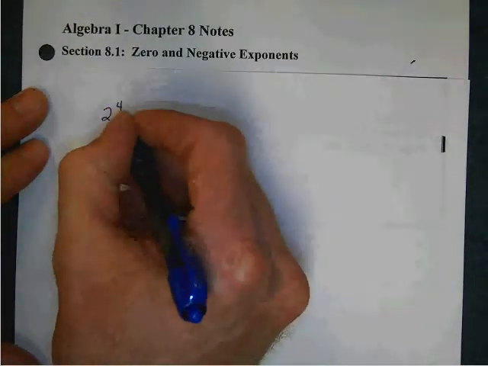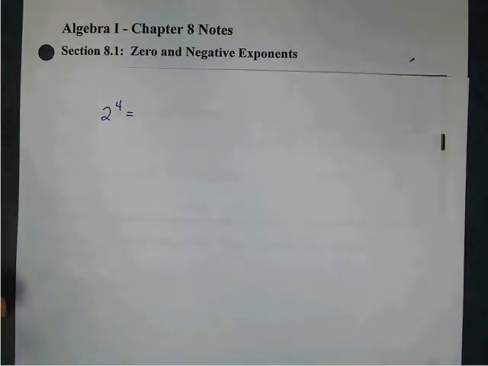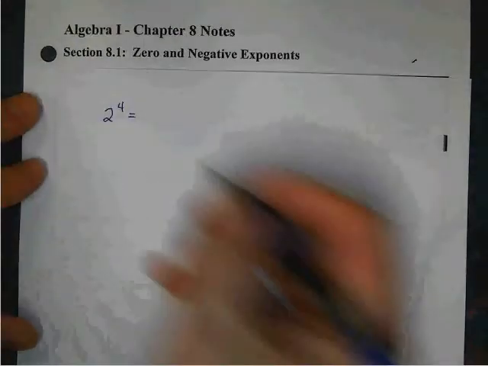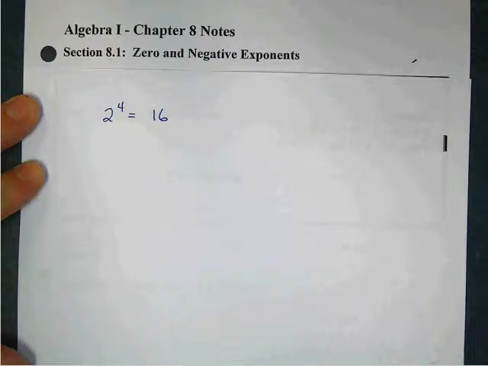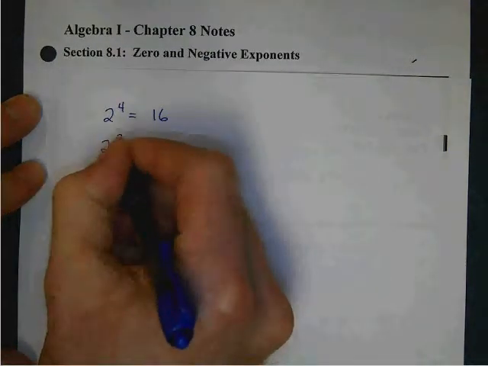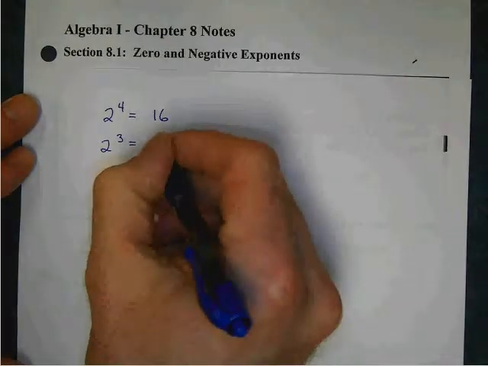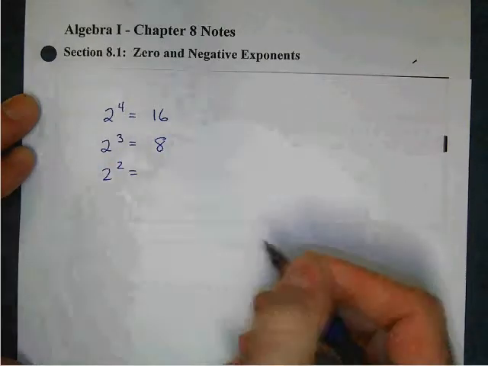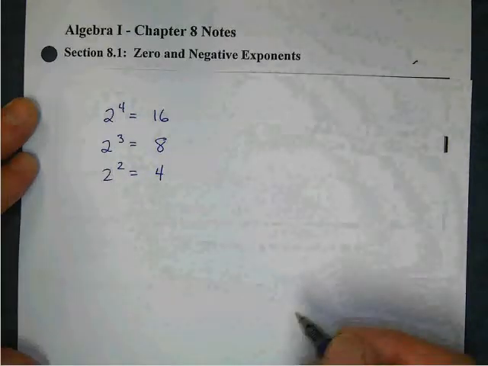What does it mean when I say 2 to the 4th? 2 times 2 is 4, times 2 is 8, times 2 is 16. So 2 to the 4th means 2 times 2 itself, and you get 16. All right. Now let's do 2 to the 3rd. That's 2 times 2 times 2, which is 8. Okay? Now let's do 2 squared. That's 2 times 2, which is 4. So far, everything's pretty straightforward, right?